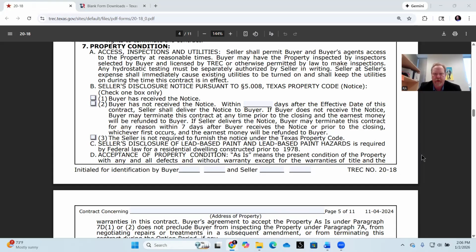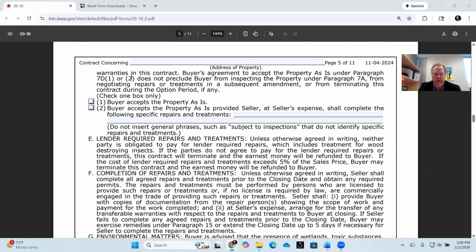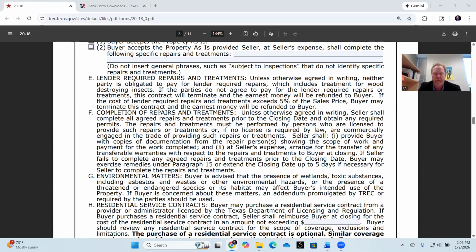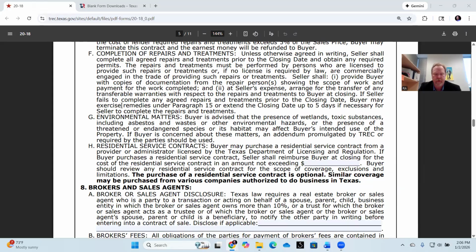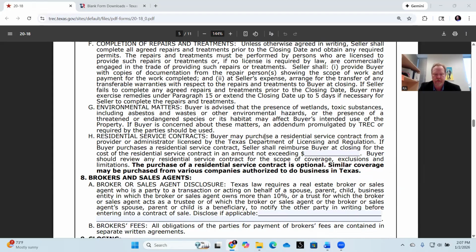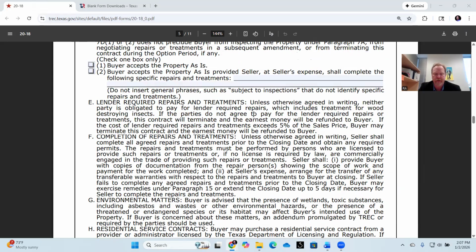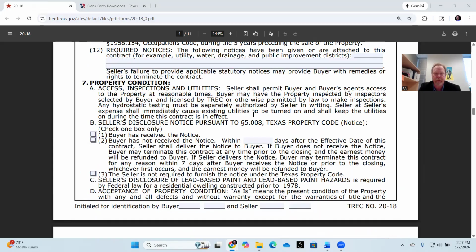Right. The 1 to 4 family paragraph, paragraph 7. Now, paragraph 7 has to deal with property condition. So we're going to deal with the condition of the property, disclosures on the property, acceptance of property condition, right? Lender required repairs, completion of repairs, environmental matters, residential service contracts. All of those things are going to be addressed here in paragraph 7.